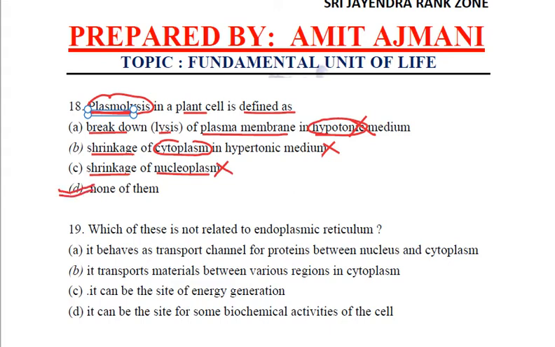And what exactly is the correct answer? Plasmolysis is the shrinkage of the plasma membrane or the cell membrane when it is kept in hypertonic solution or hypertonic medium. And that exact definition is given in none of the options above. That is why our answer to this question will be D, that is none of them. Clear?